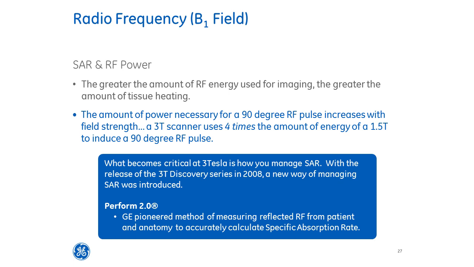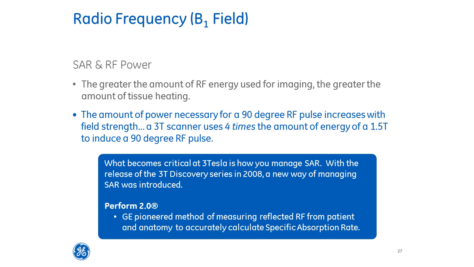With the release of the 3 Tesla Discovery MR750 in 2008, we introduced a new method to manage SAR, and it was called Perform 2.0. As stated in the previous module, SAR is measured in watts per kilogram. Prior to Perform 2.0, SAR was measured by calculating the patient's weight and the type of coil being used.